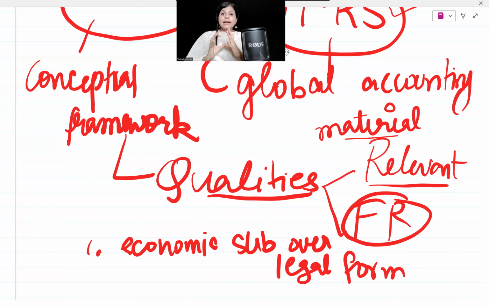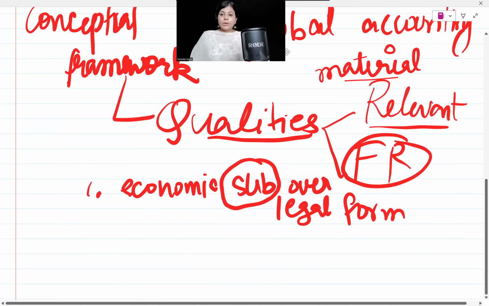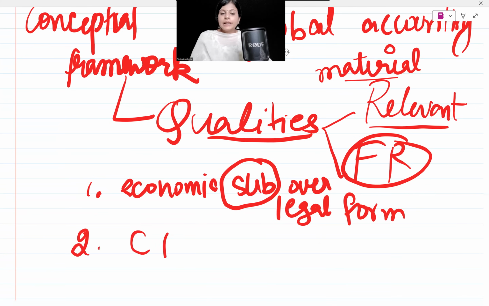You don't take it on the basis of legality. Legally, it might be a sale. Legally, it might not be a sale. Still, you might consider it as a sale because economic substance reflects so. So economic substance means what is the importance of that transaction in your accounting standards. So this is our first thing in faithful representation. Secondly, what is the second thing in your faithful representation? That your financial statements are complete, neutral, and free from error. So this is what is there in conceptual framework, relevance, and faithful representation.